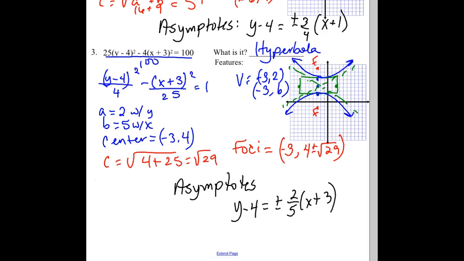This one is turned around, right? Your y piece was first, so you have to be very careful when you write your center that you get your coordinates in the right order. It's always the x one first. So -3, 4 for our center.